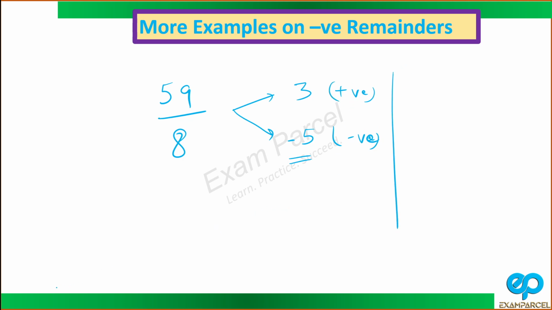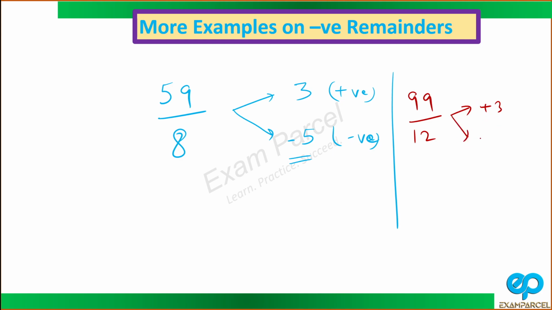For example, let's say I give you another question: 99 by 12, and I ask you what is the negative remainder. So 12 into 8 is 96. So plus 3 is the remainder.